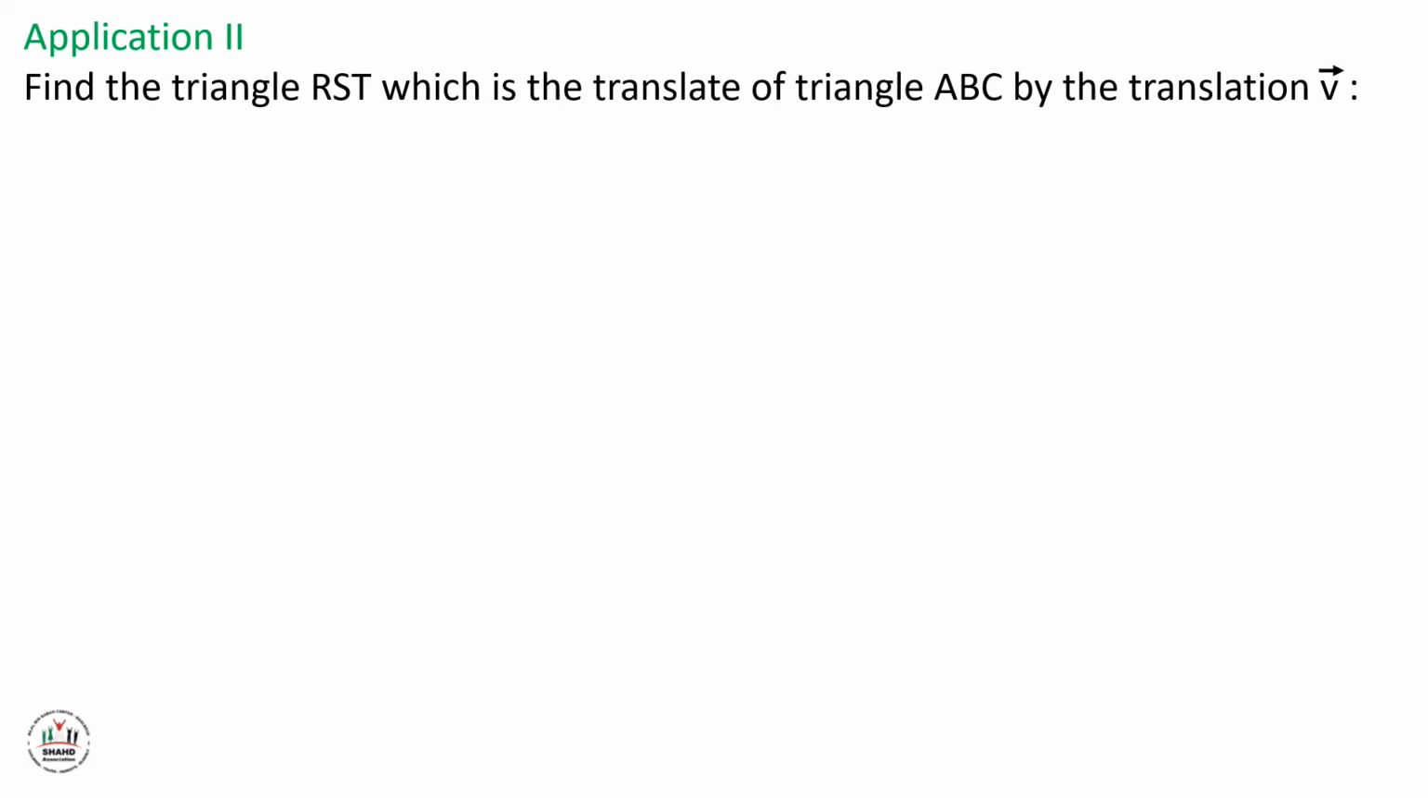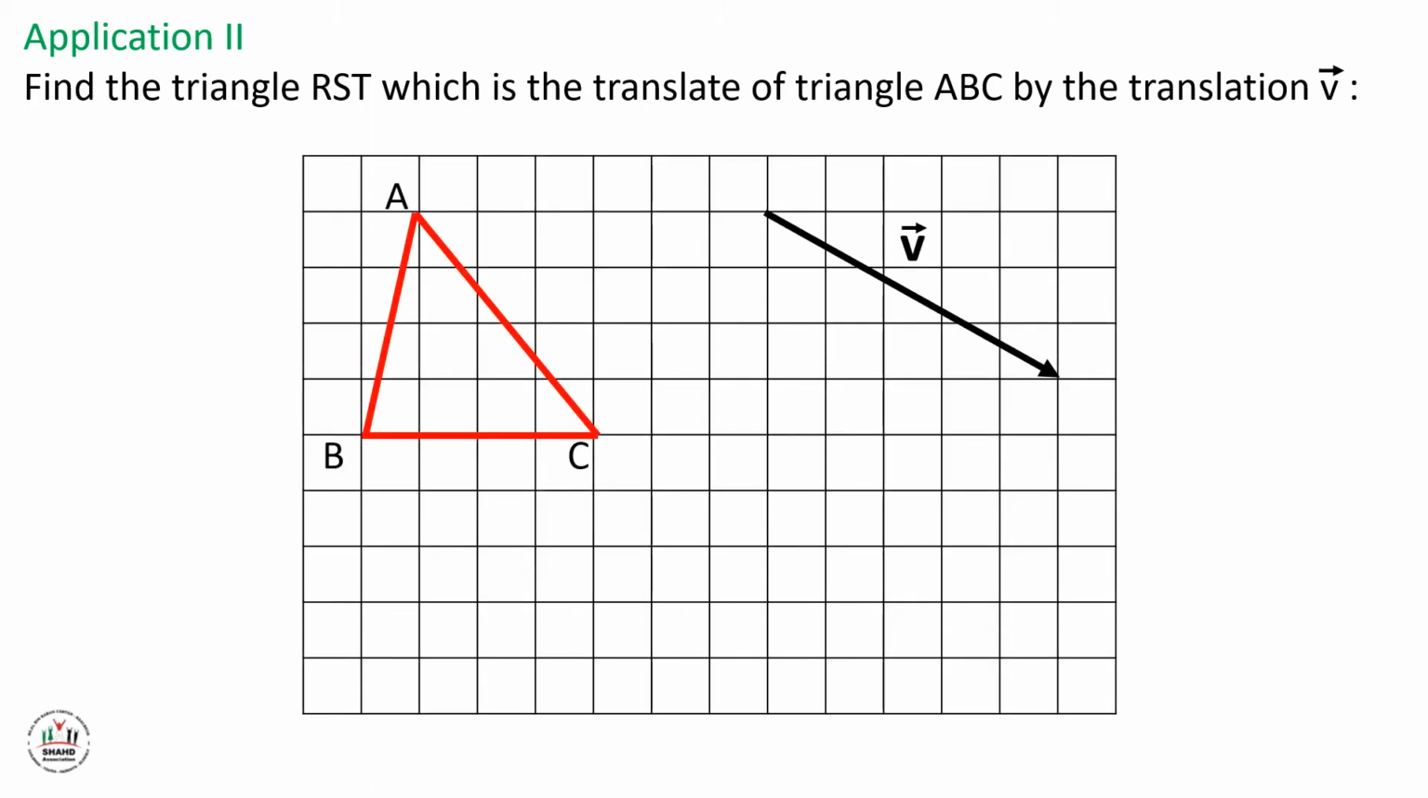Application 2. Find the triangle RST, which is the translate of triangle ABC by the translation vector V. So in order to do that, we only need to represent the characteristics of vector V starting from each point of this triangle.